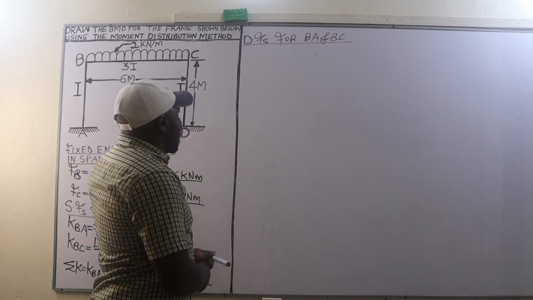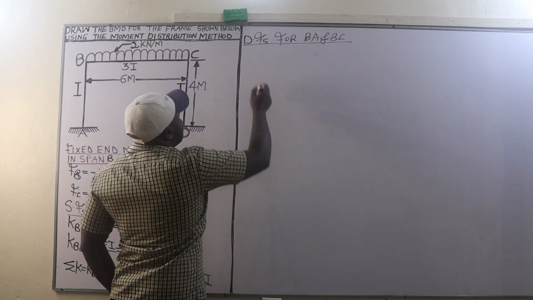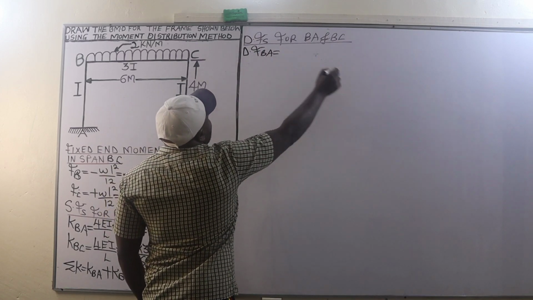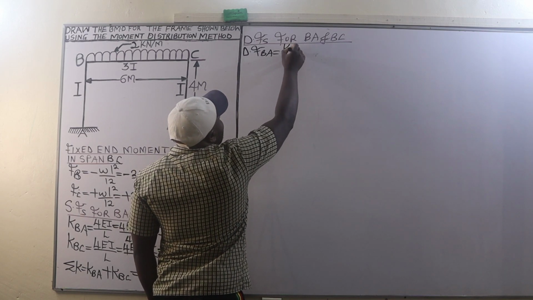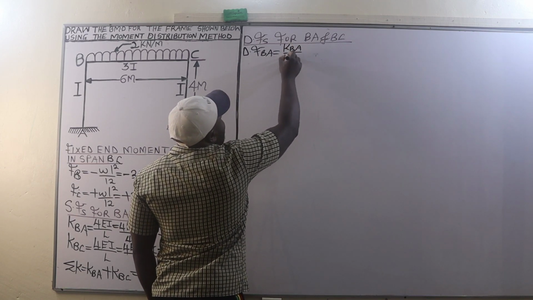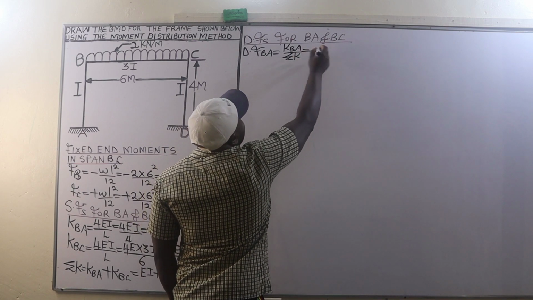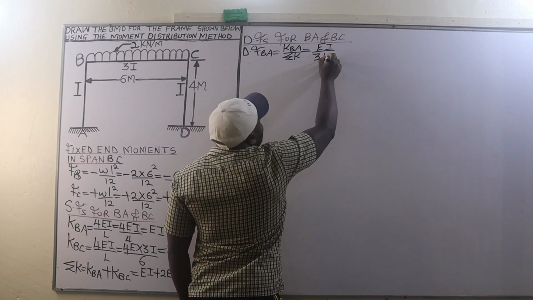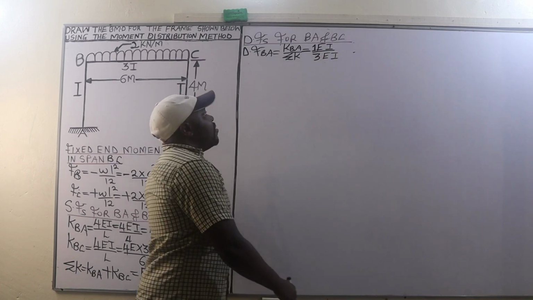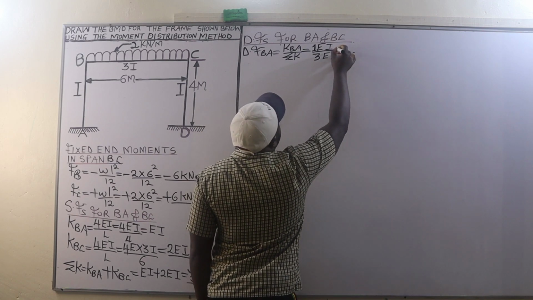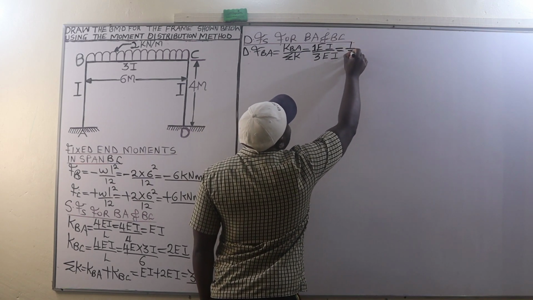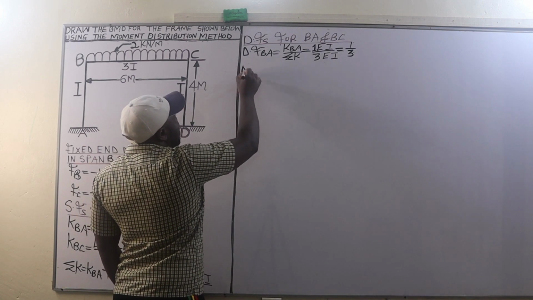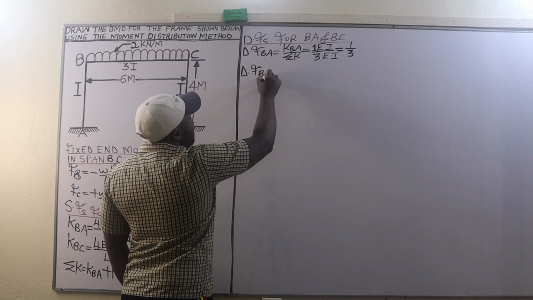Now, starting with the distribution factor for member BA, this will be given by the stiffness factor for member BA divided by the summation of stiffness factors. And this is going to be EI divided by 3EI. So the distribution factor for member BA is now going to be a third, since EI and EI are going to cancel out.